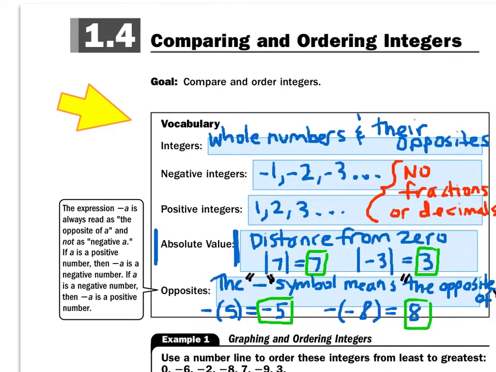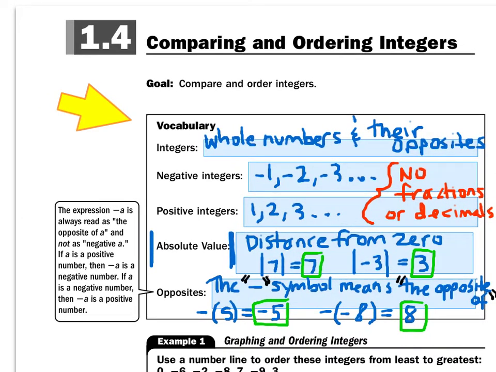Comparing and ordering integers. So let's look at the vocabulary. Integers are whole numbers and their opposites, okay? So whole complete numbers like 0, 1, 2, 3, and so on. So the negative integers would be -1, -2, -3, and so on. Positive integers would be 1, 2, 3, and so on. And notice that there are no fractions or decimals when we're talking about integers.